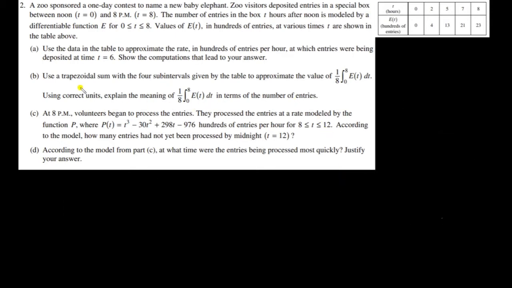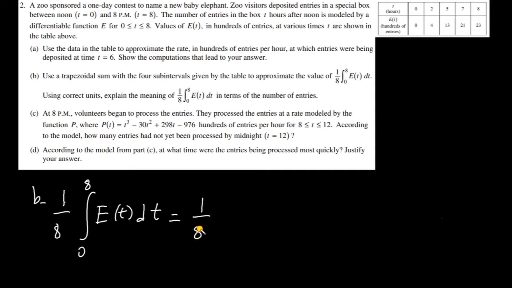Part B, use a trapezoidal sum with the 4 subintervals given by the table to approximate the value of 1 over 8 times the integral from 0 to 8 of e of t dt, and explain what that means in terms of the number of entries. Okay, so we want to approximate 1 over 8 times the integral from 0 to 8 of e of t dt. Okay, we'll see how we're going to do that. So we want to do a trapezoidal sum, right?